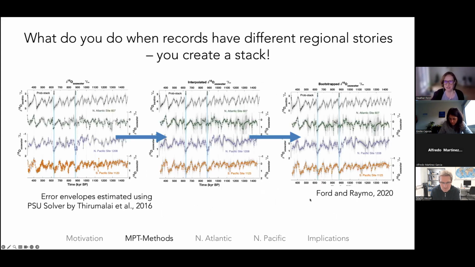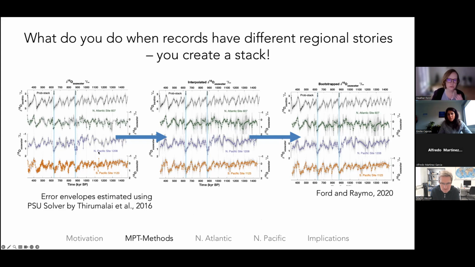And so that's essentially what I did with these delta 18O seawater records that were available from these three different sites. When you have regional differences, you basically create a stack. This is a statistical process, but basically what I did is I used Thermohaline, which has a really nice package, PSU Solver, that lets you propagate errors when you're calculating temperature and the delta 18O seawater.